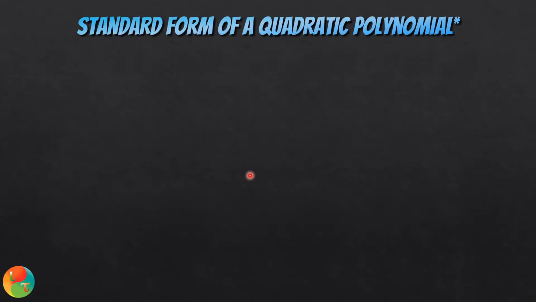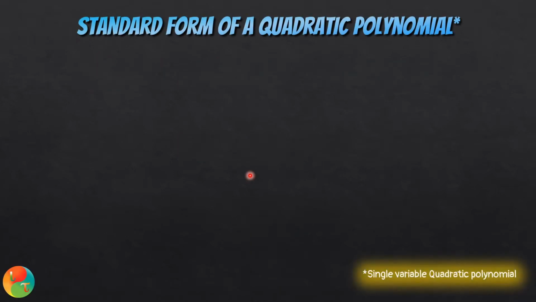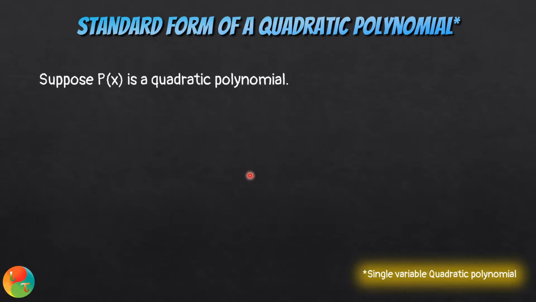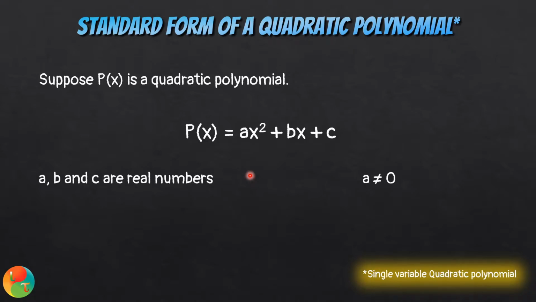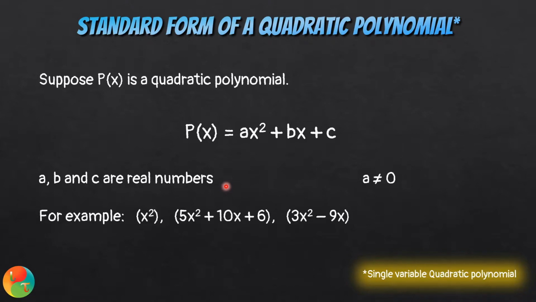So let's talk about standard form of a quadratic polynomial. Again, let me remind you, we are only talking about single variable quadratic polynomials. Now, suppose p of x is a quadratic polynomial. So p of x, when written as ax square plus bx plus c, is said to be written in standard form, where a, b and c are real numbers and a is not equal to 0. For example, x square or 5x square plus 10x plus 6 or 3x square minus 9x. In all of these three examples, variable is x.